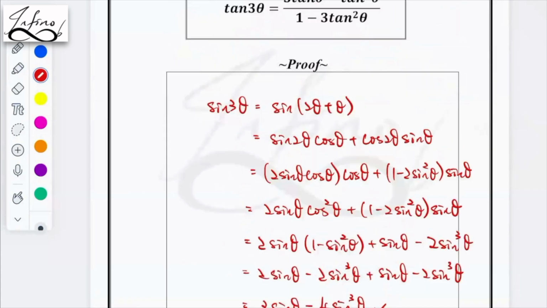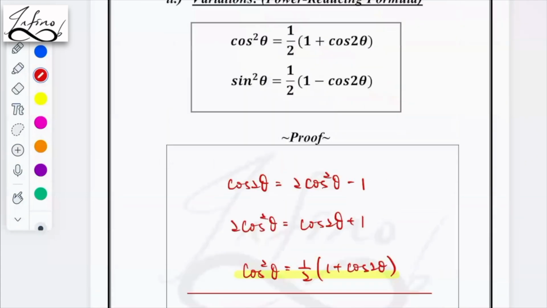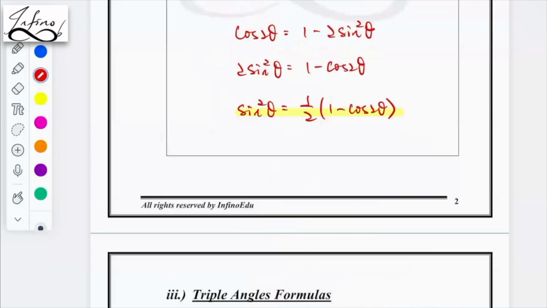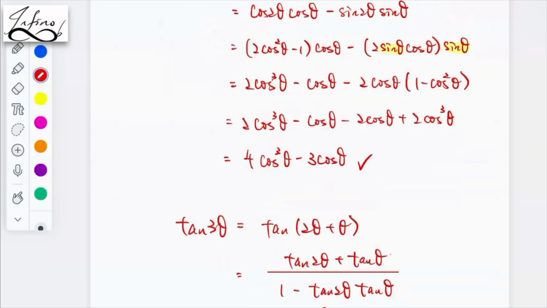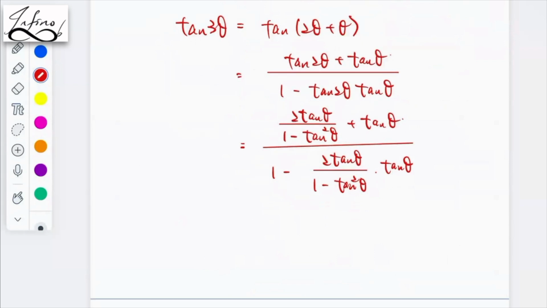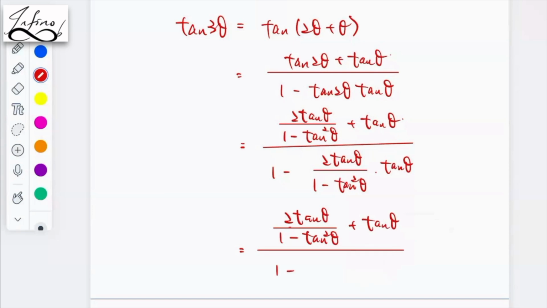Let me double check whether I missed out anything. Oh, I didn't, so that's correct. And that's why the final step is just to simplify it. It shouldn't be too hard, because here I have 2 tangent theta over 1 minus tangent square theta plus tangent theta. So first of all, I can combine: here is 2 tangent square theta over 1 minus tangent square theta.